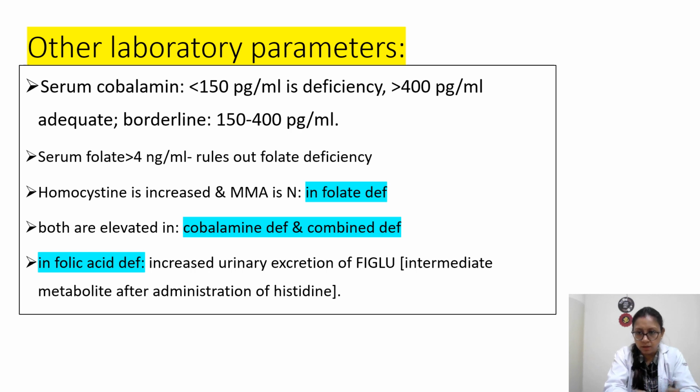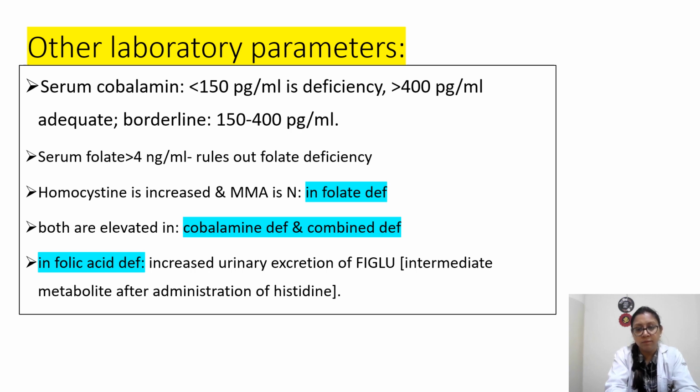Now other parameters which will help you. Once you have made this diagnosis, we need to confirm with this. We need to measure the level of serum cobalamin, the levels of serum folate and other parameters. So the normal range: if serum cobalamin levels are more than 400 picogram per ml, that is normal. If it is less than 150 picogram per ml, there is deficiency. 150 to 400 होगा, that is borderline. Serum folate more than 4 nanogram per ml will rule out folate deficiency. So it should be more than 4.